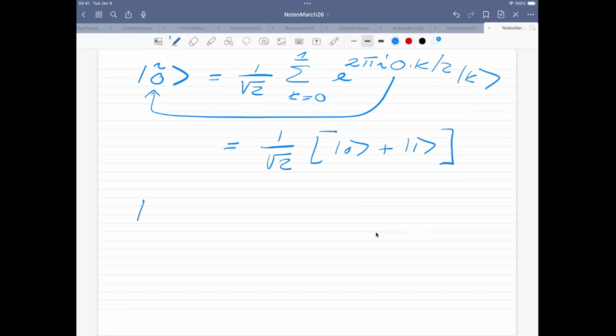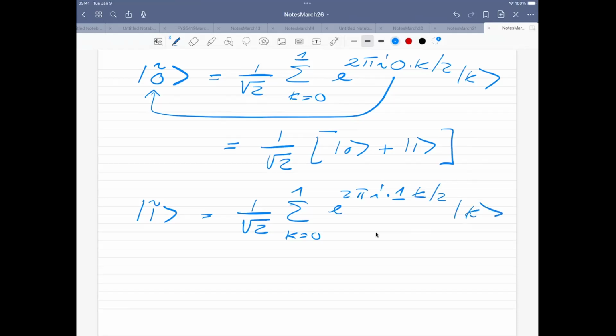If I then look at the transformed state, I just put a tilde on it, and I do the same exercise again here, then I have a sum over k equals 0 to 1 of e to the 2 pi i multiplied with 1, k divided by 2, and k. So this is going to give me 1 over square root of 2. The first term has k equal to 0, so that simply gives me 0 here, plus e to the pi i multiplied with 1.